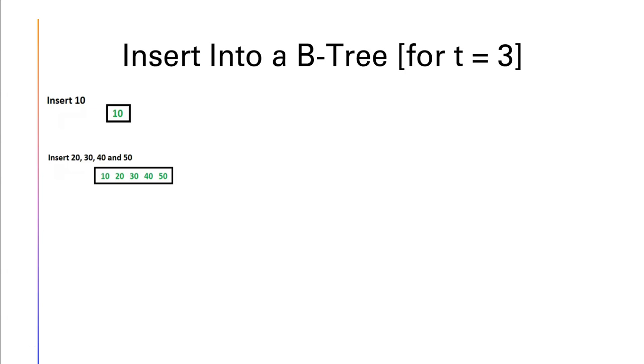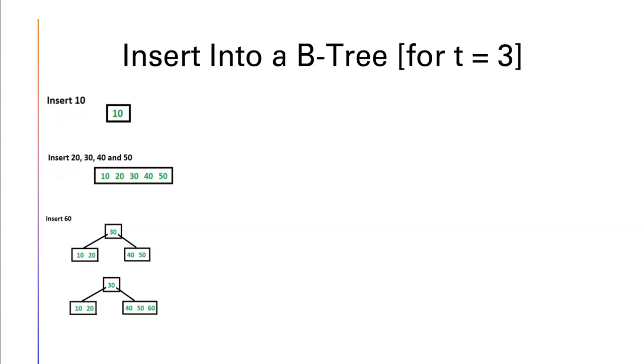Now if you remember one of the properties that we just went over recently, it's that we can have at most 2t minus 1 keys in a node. So let's overflow it. We want to insert 60. However, we can't because there's no room. So in order to do this, we'll split it at the median, and then we will insert 60.